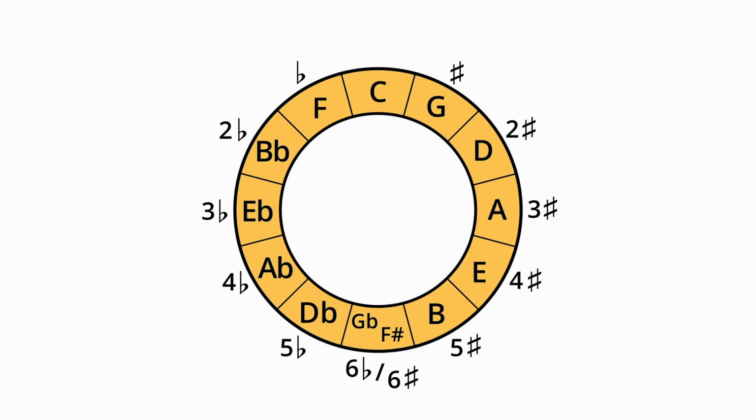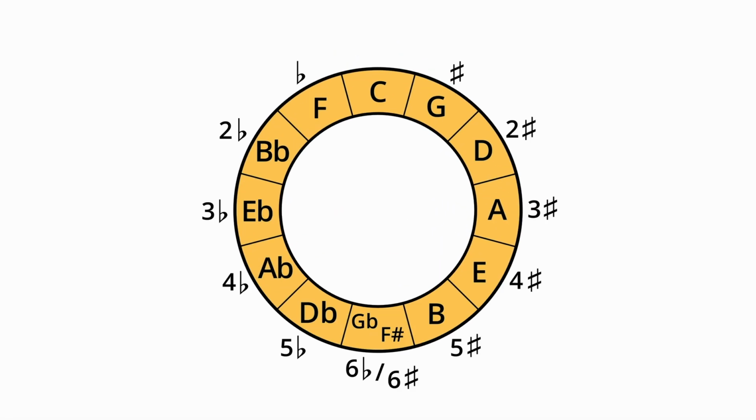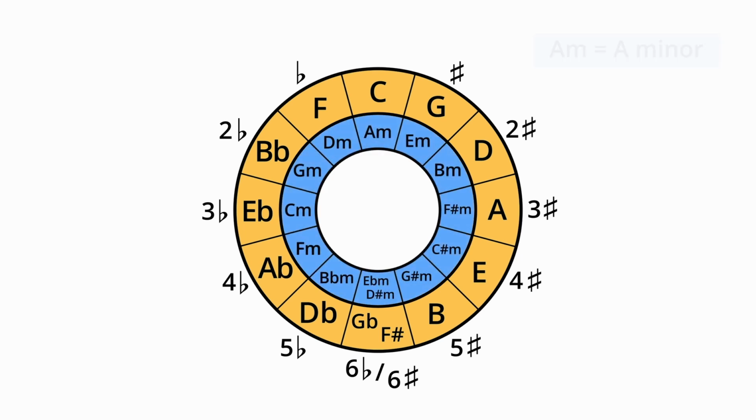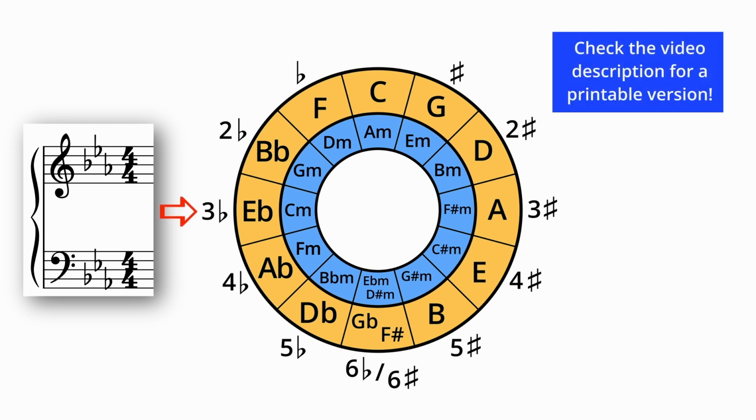But what about the minor keys? Well, we already discovered that the C major and A minor scales use the exact same notes, just from different starting points. This is true for all the other scales as well. Each major key has a so-called relative minor, that uses the same sharps or flats. For this purpose, the circle of fifths has an inner ring, which shows these relative minor keys. So, if you're learning a piece and the key signature shows 3 flats, the circle of fifths tells you right away that this piece is either in E flat major or C minor.